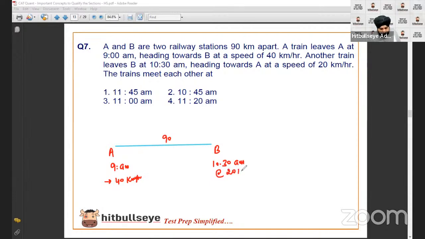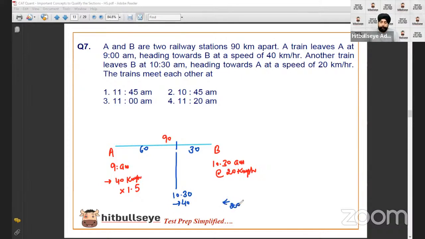So firstly, try to make the time equal. That is in the 90 minutes after which the train from B started, from 9 to 10:30 at the speed of 40, the train from A will travel 40 into 1.5, that is 60 kilometers. So that means their remaining distance happens to be 30. So at 10:30, the train starting from A would have reached here. Now it is still going at the rate of 40. Another is coming at the rate of 20.